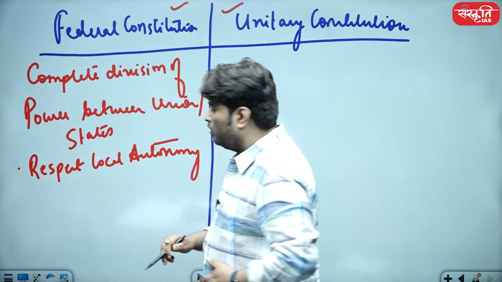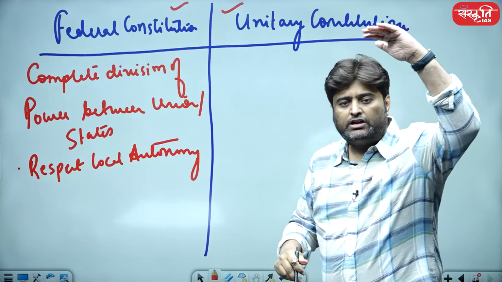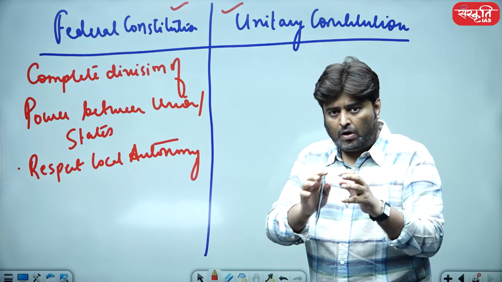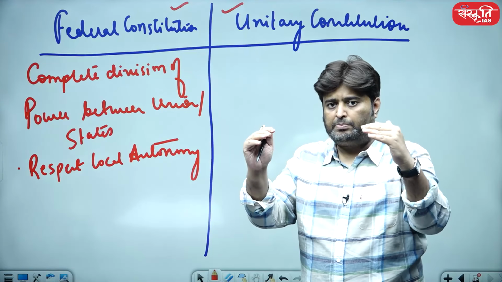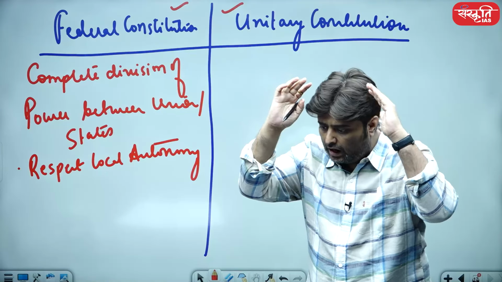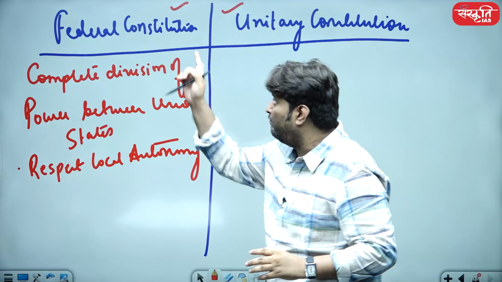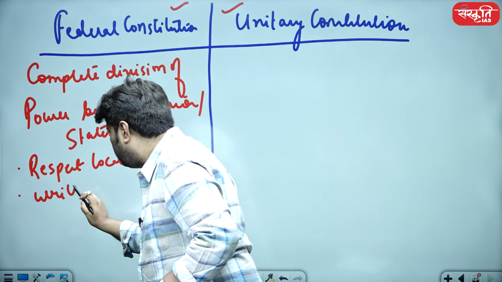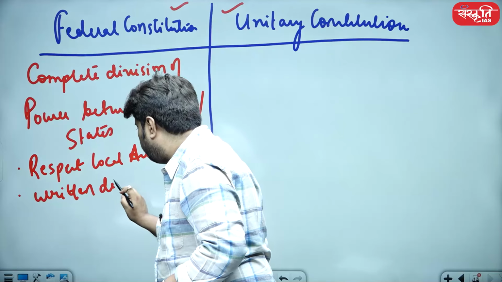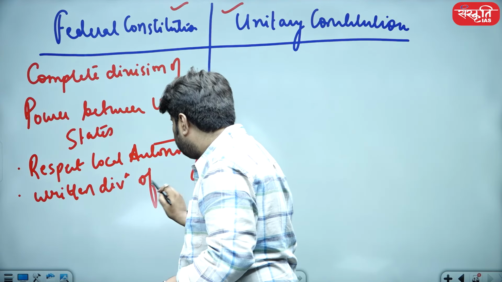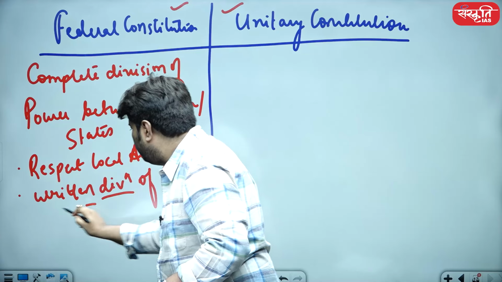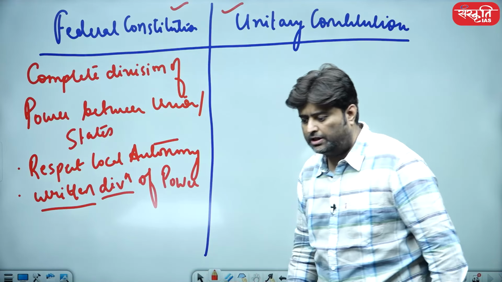Which respect local autonomy, which means you have the center, you have the union, you have the state, you have the municipality, and all the powers of municipality, all the powers of states, and all the powers of union are very well described. And federal constitutions are those which have a written division of power, which means a clear-cut division of power as such.